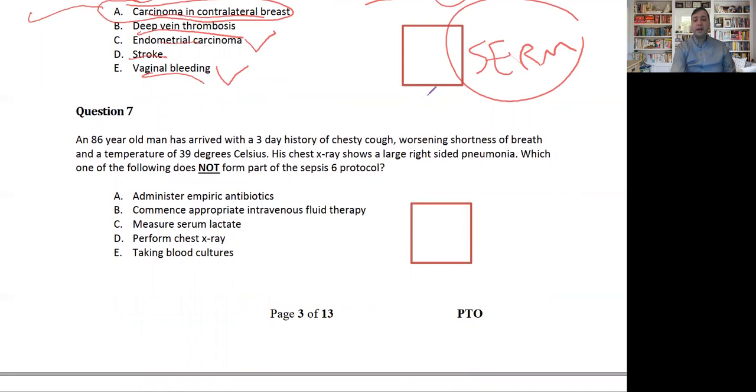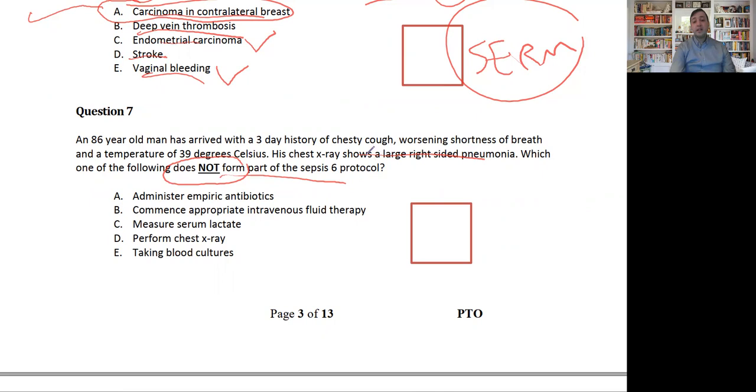An 86-year-old man has arrived with a 3-day history of chest cough, worsening shortness of breath, and a temperature of 39 degrees Celsius. Chest X-ray shows large right-sided pneumonia, so we are talking about a large, extensive right-sided pneumonia. Which one of the following does not form part of the sepsis 6 protocol? The sepsis 6 protocol measures have to be done within the first hour of a patient with suspected severe sepsis or septic shock.